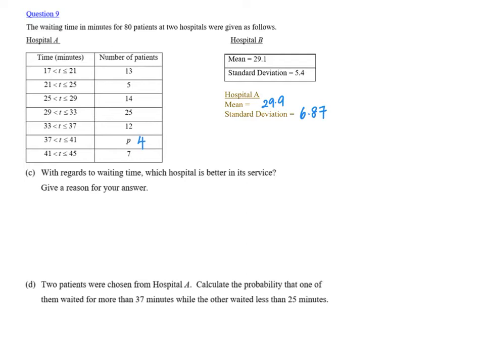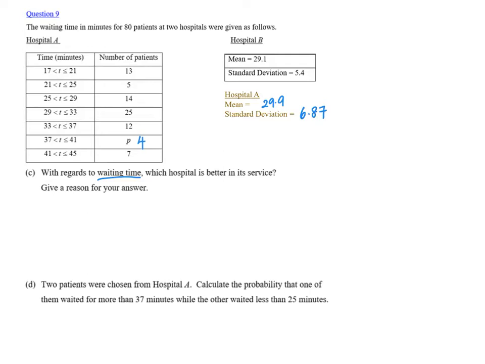Now part C, to answer this question, we need to transfer some information that we have. So we know that P is equal to 4. The mean for hospital A is 29.9 and standard deviation is 6.87. With regards to waiting time, which hospital is better in its service? Now, if you are a patient, would you like a hospital to have a long waiting time or a short waiting time? So in terms of service, we would like a hospital with a shorter waiting time. Okay, give a reason for your answer.